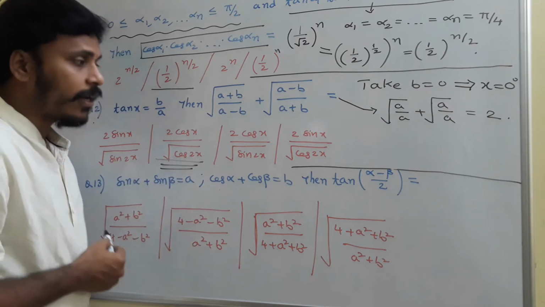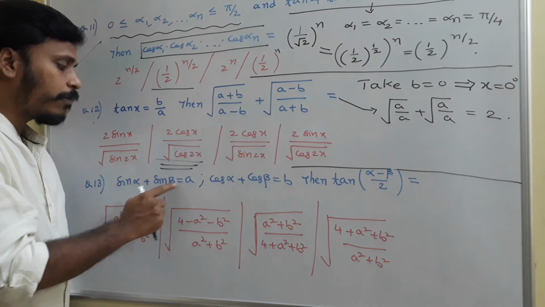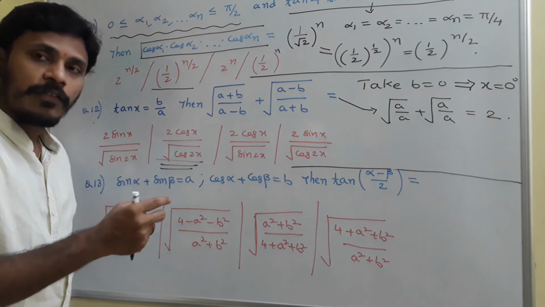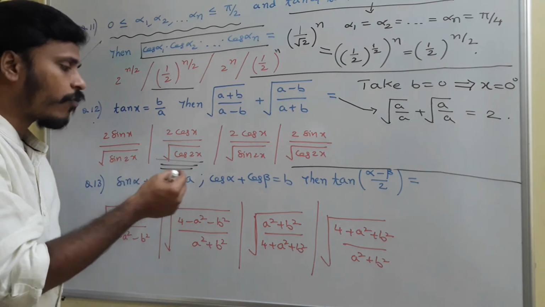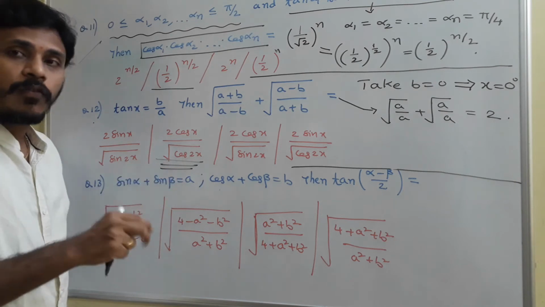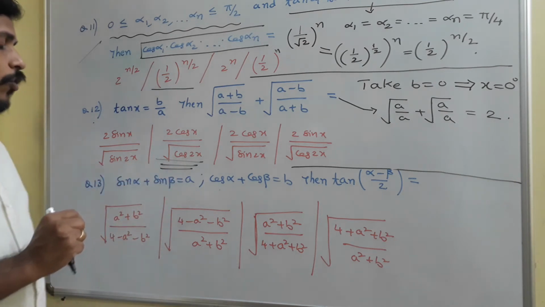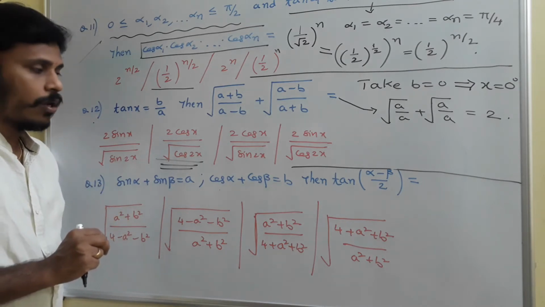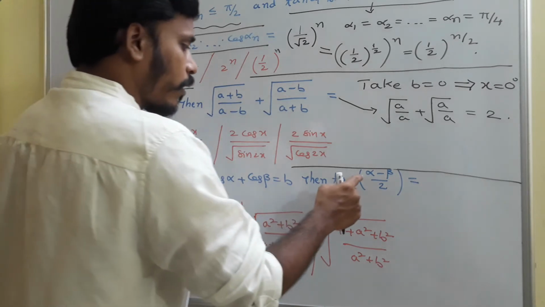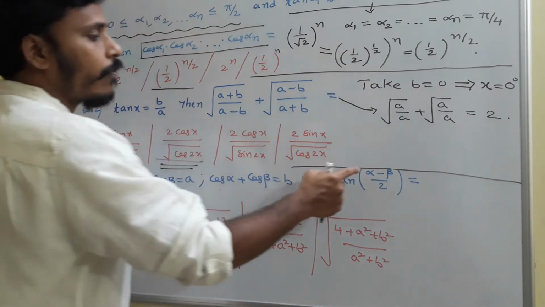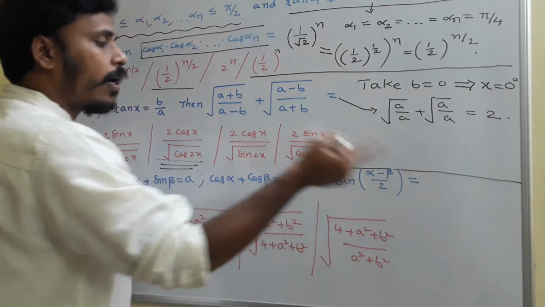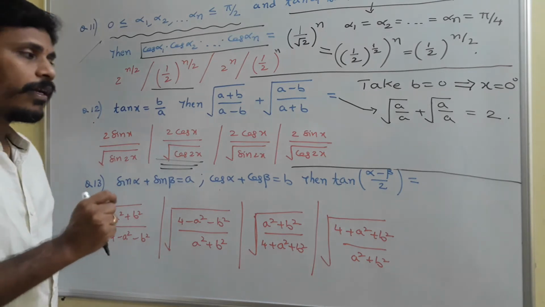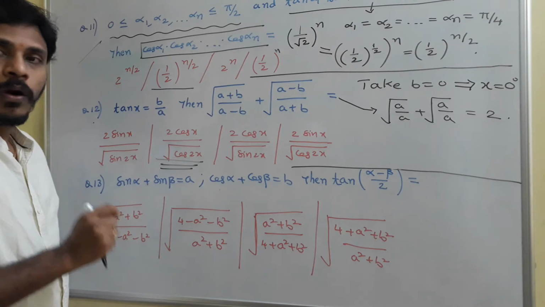Then coming to the last problem: sin alpha plus sin beta is equal to a, cos alpha plus cos beta is equal to b. Again I have different chances to take angles in the place of alpha and beta. I can take any angle. But if alpha and beta are equal, then it is somewhat comfortable for me. Why? Because there is alpha minus beta by 2. If alpha and beta are equal, I can easily subtract and that value is 0. That's why it is comfortable, by taking alpha and beta as equal values.